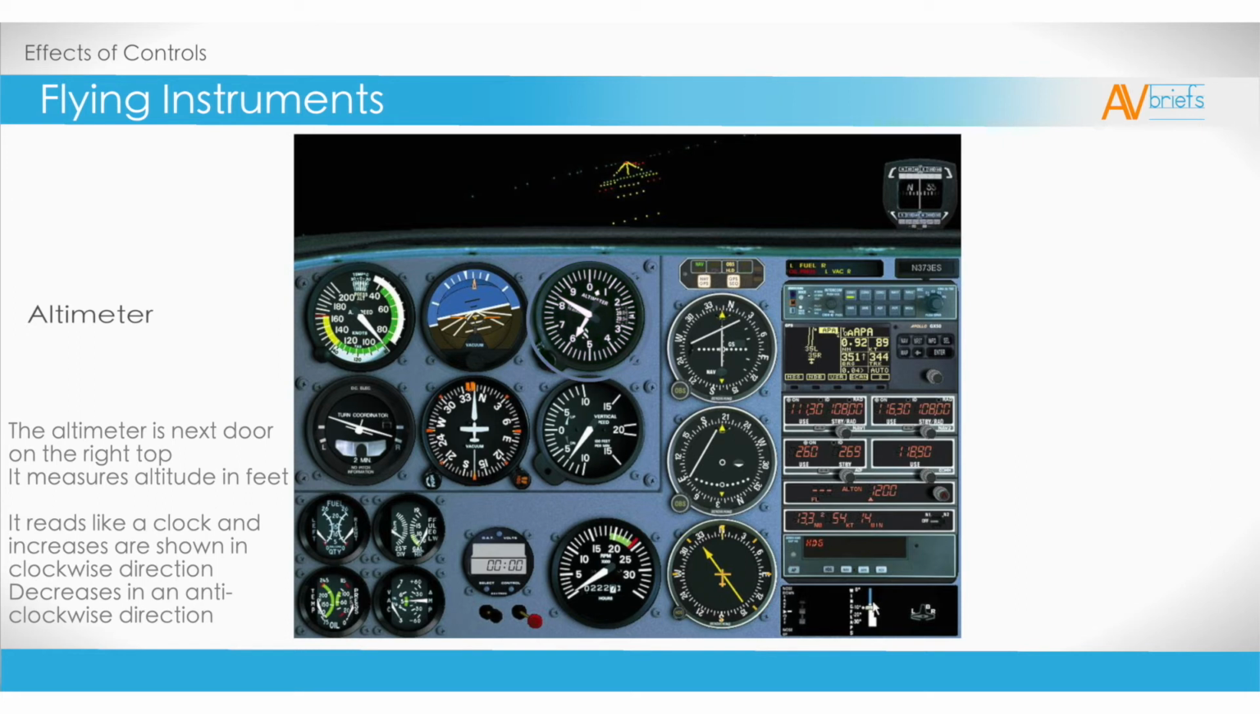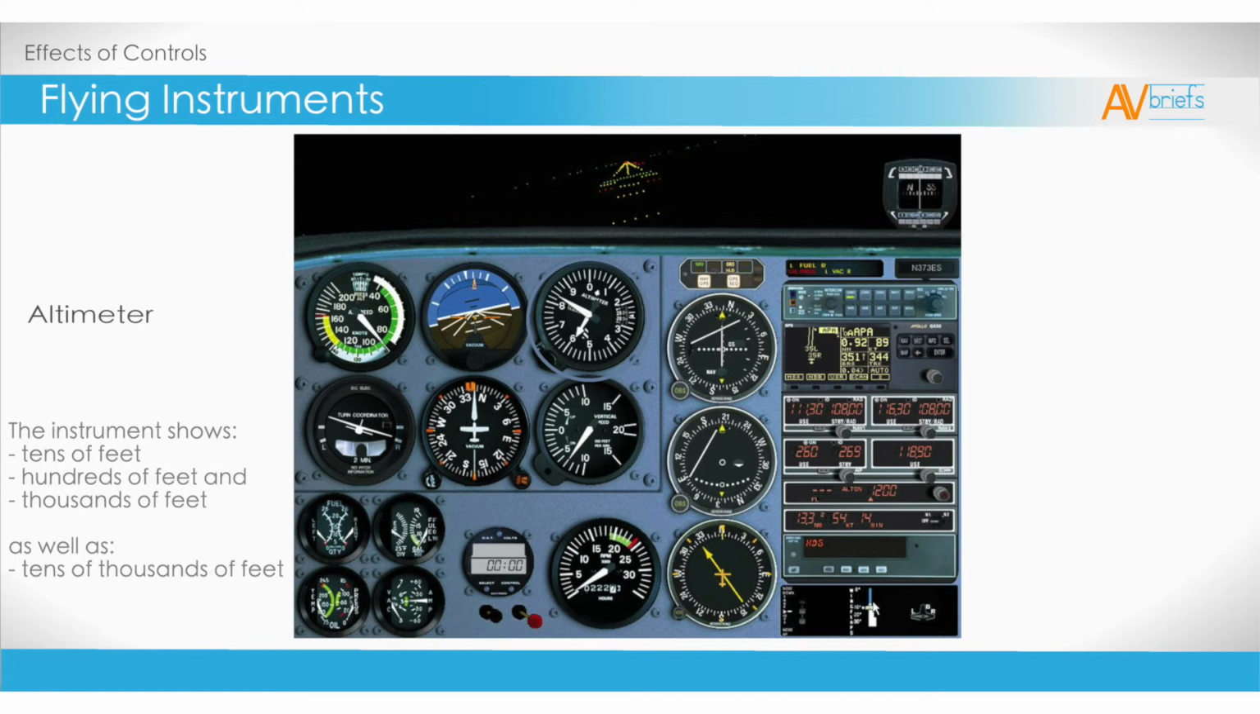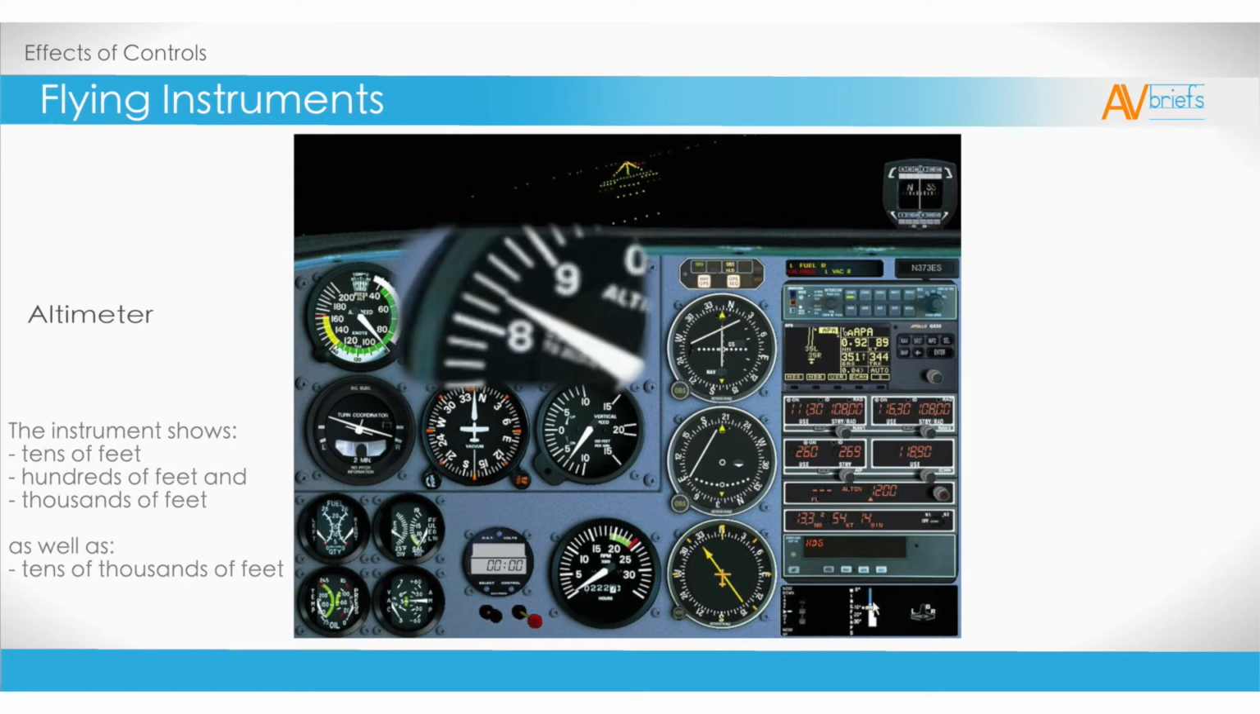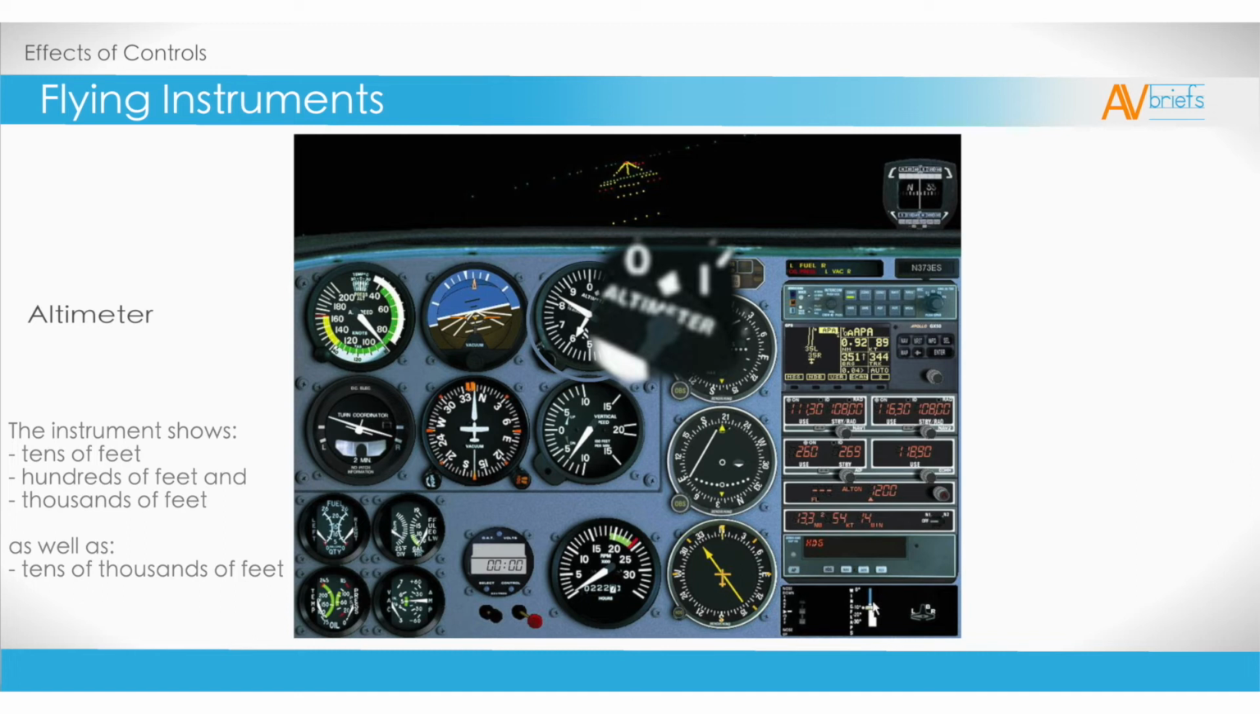The altimeter rounds out the top tier of flight instruments. It is at the top right, and measures altitude in usually feet, sometimes meters. It reads like a clock, and increases are shown in a clockwise direction. Decreases are shown in an anti-clockwise direction. All aeronautical charts have the height of terrain in feet, above a reference to sea level. Weather is also measured in this way. The instrument shows tens of feet, hundreds of feet, and thousands of feet, as well as tens of thousands of feet.